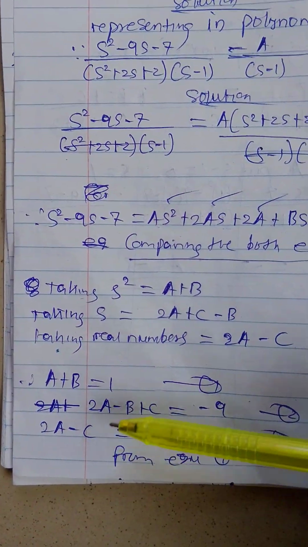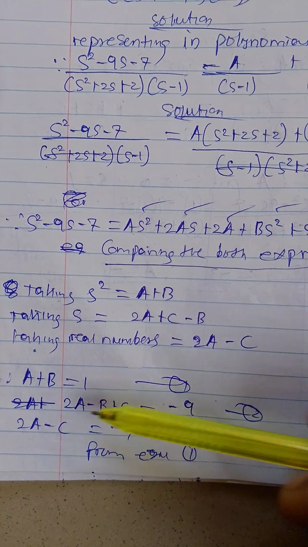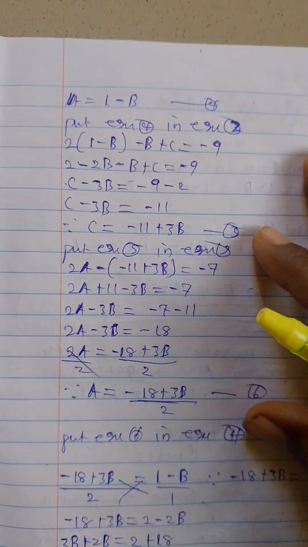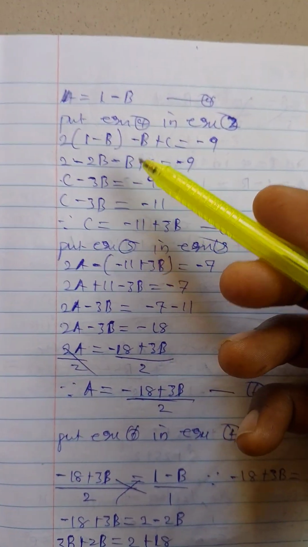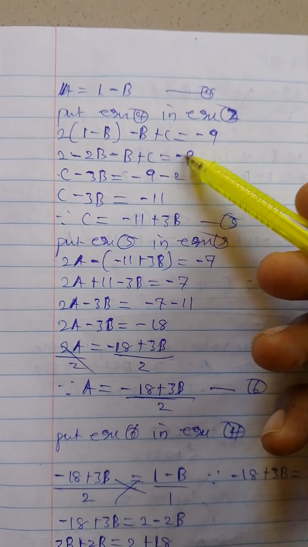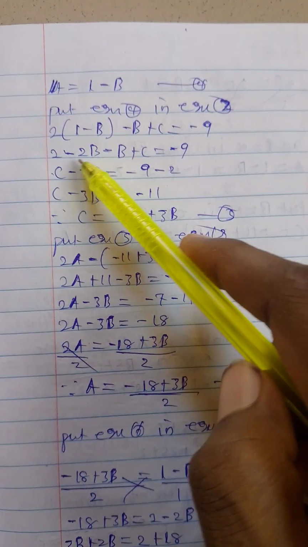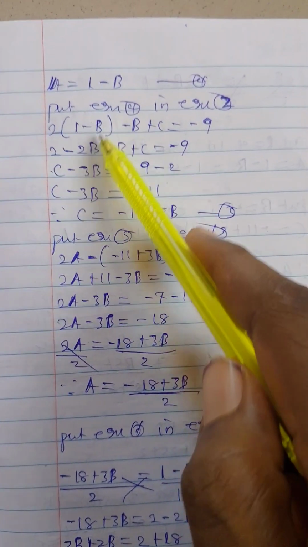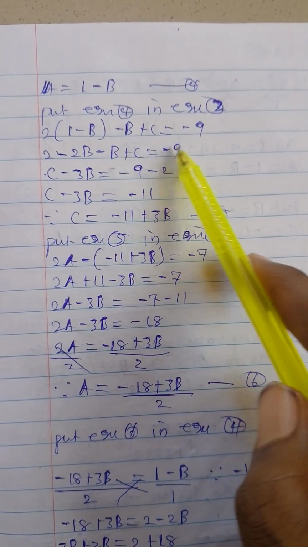So if you check here, this is equation 2, right? I see a, I put 1 minus b. So that becomes 2 bracket 1 minus b, plus c, minus b, equal to minus 9. So 2 times this will give you 2. 2 times minus b is minus 2b. Then minus b plus c is equal to minus 9.